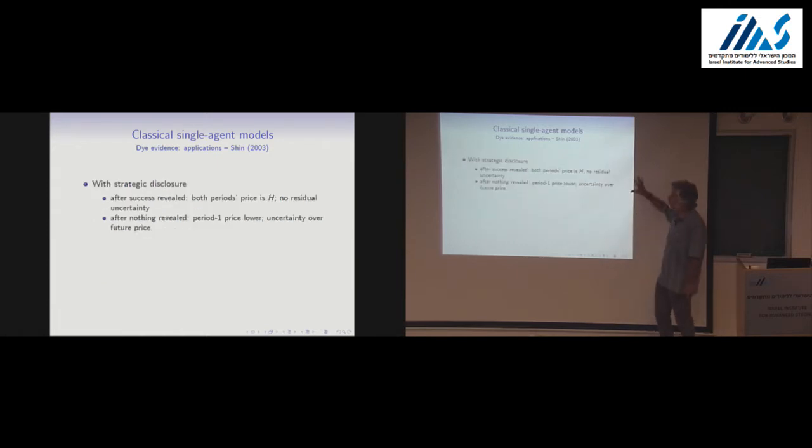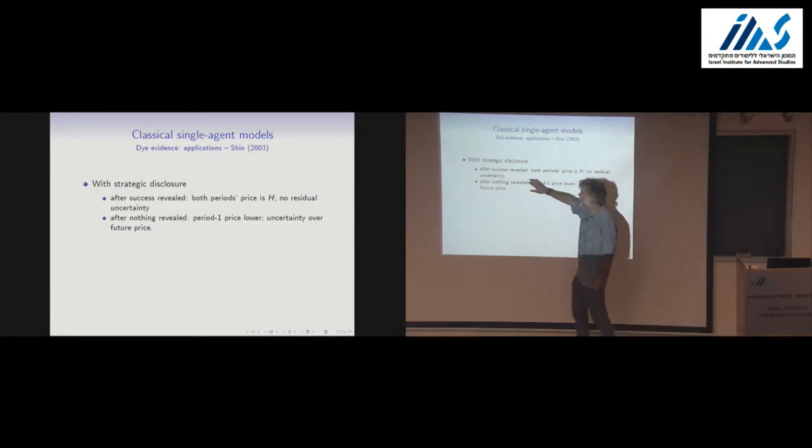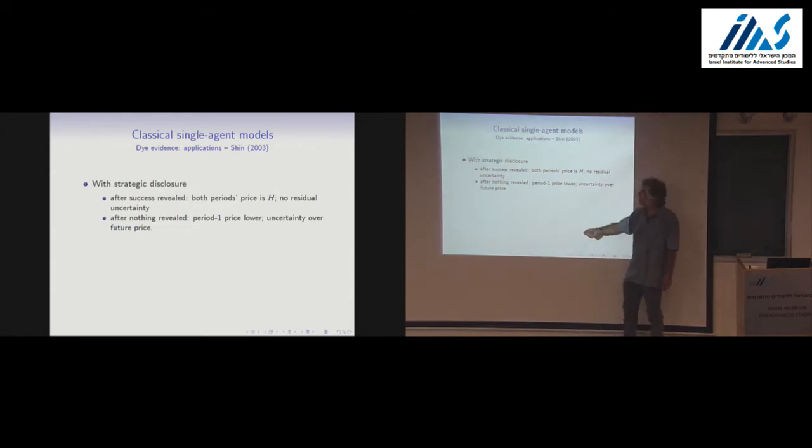Let's first look at the strategic disclosure case. If a success is revealed, in other words, if the manager observes an H in the first period, then he's going to reveal the H, and the price is going to be H in the first period and H in the second period. That's going to be the value of the firm.